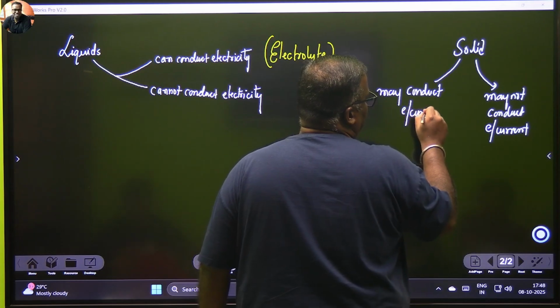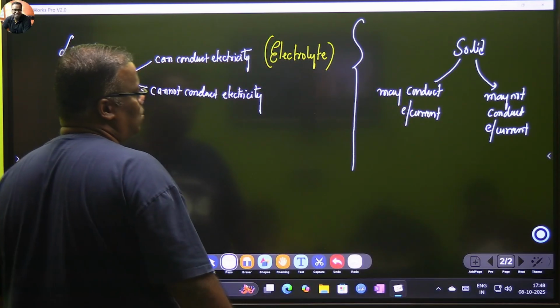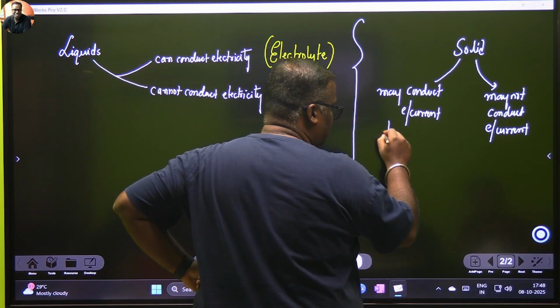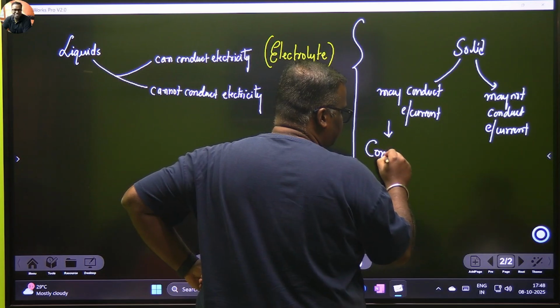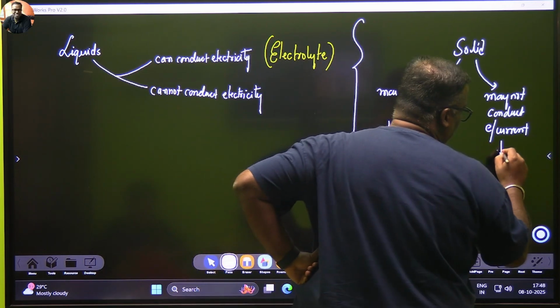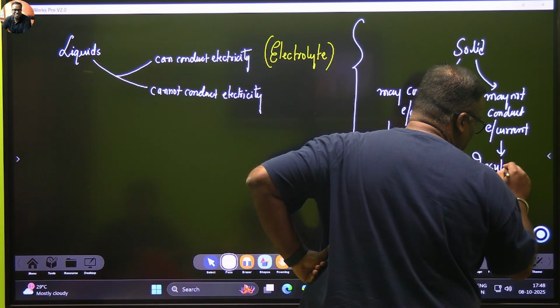This part is not needed in your chapter, but for your understanding, it will become clear. A solid may conduct electric current. If it conducts electric current, I call it a conductor. And if it does not conduct, what do I call it? Anyone? Insulator. That's it. That's how you study. This is called an insulator.